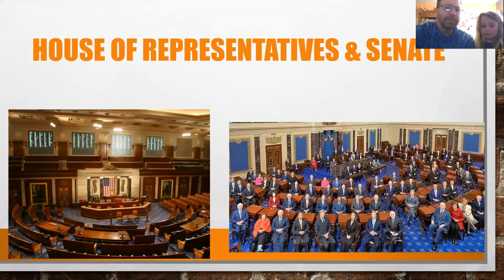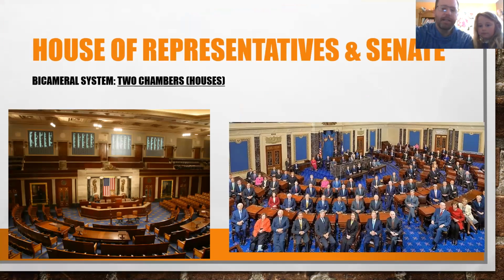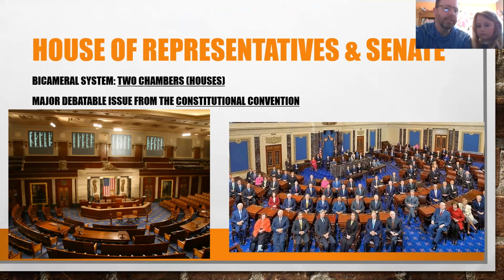So the House of Representatives and the Senate were designed as a bicameral system, and this was a major debated issue in the Constitutional Convention. Out of the Constitutional Convention is where we had the bicameral system created to make the large and the small states happy, with the House making the large states happy because it's based on population, and the Senate making the small states happy because ultimately each state is represented equally.